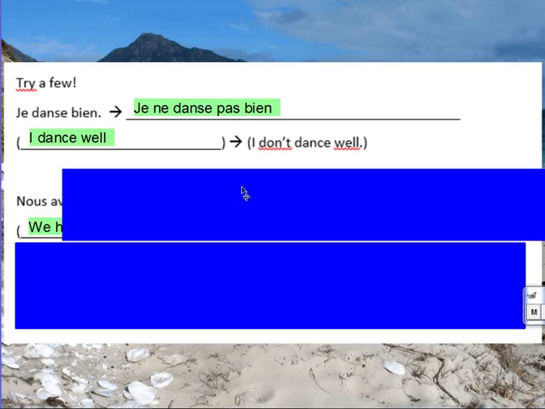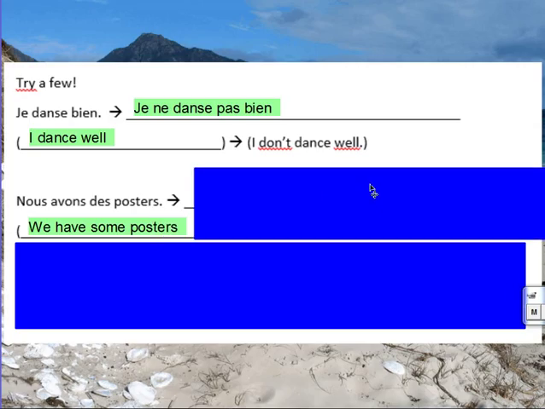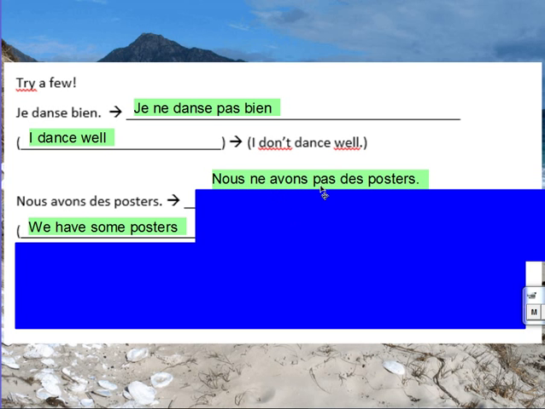Notice that the not part has to go around the verb dance for it to make sense in the French language. Here's another example. What if we have nous avons des posters? Nous avons des posters means we have some posters. But let's try to make this sentence negative. That's going to require the help of those two magical words ne and pas. You'll have to know where they go, which means you have to know which of these four words is your verb. Keep in mind from your verb chart or from the fact that you could translate it that this is the word have, and that's your verb. So you have to put your ne in front of the verb and your pas after. And you end up with something that looks like this.